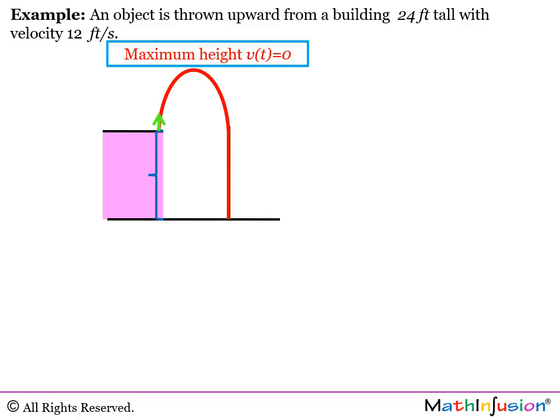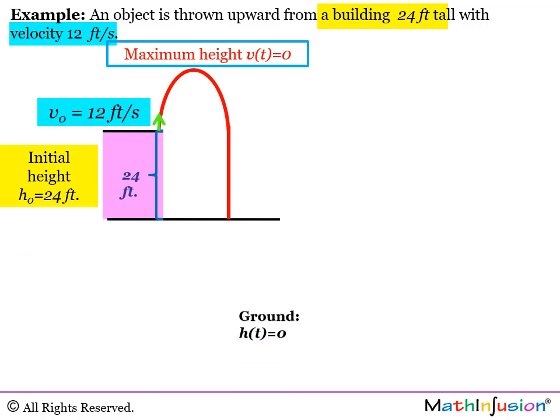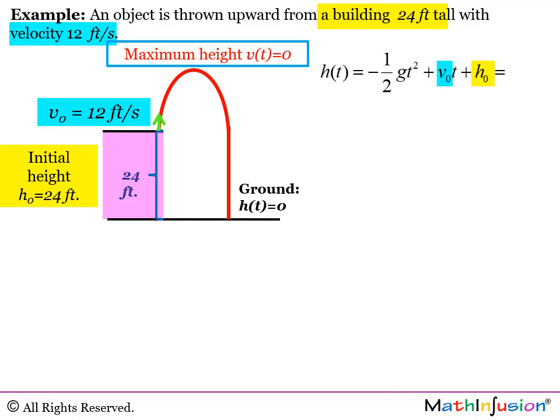Example: an object is thrown upward from a building 24 feet tall with a velocity of 12 feet per second. This means that the initial height is 24 feet, because the object is thrown from this height. The initial velocity is 12 feet per second. Here is the generic formula. Now we replace v sub 0 by 12 and h sub 0, the initial height, by 24. We simplify and we get that.